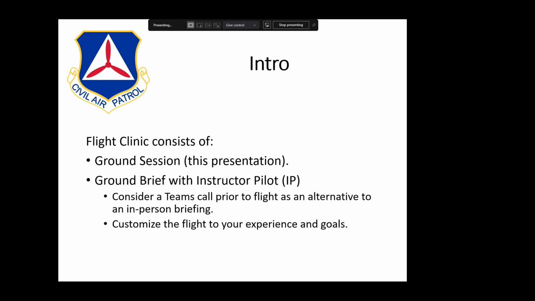Before any flight, but particularly for something such as the Emergency Procedures Clinic, a ground briefing. We've also found that taking the time ahead of time and using, for example, a Teams call tends to be a really great opportunity rather than just hanging out at the plane and doing a briefing just before you fly. What's most important about this is that you can customize your flight for your experience and goals.